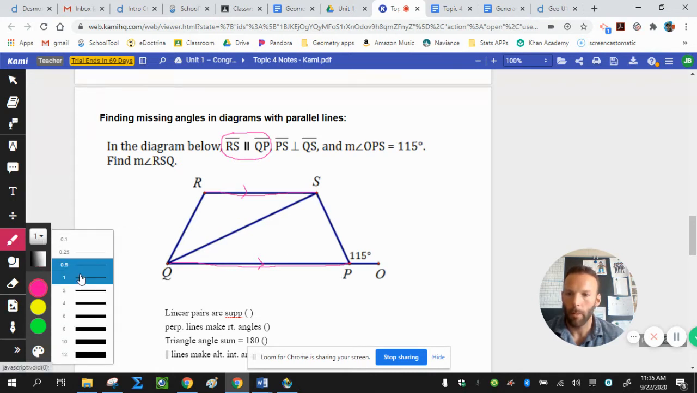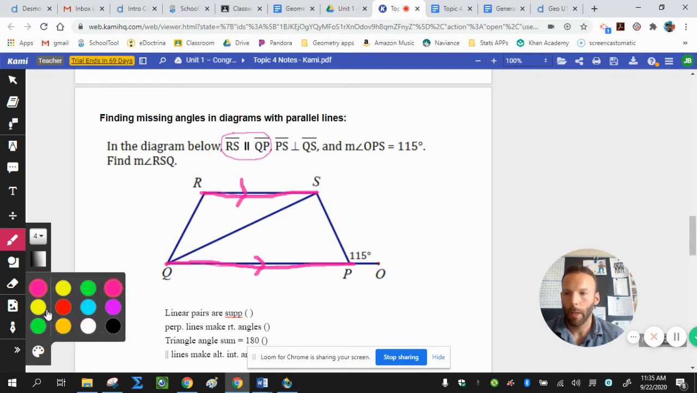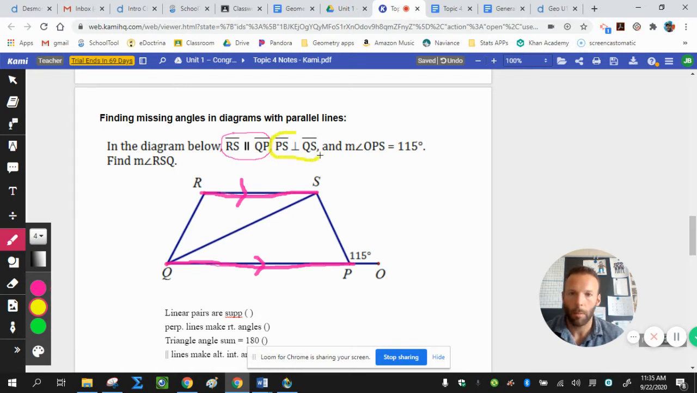So I have these 2 lines that are parallel. Let me bump up the thickness here. So I have, again, a line parallel to this line. Okay? So I can use those relationships. And then the next thing is I have this piece of information right here that says segment PS is perpendicular to segment QS. So I'm going to find, where's PS? It's right here. PS is perpendicular to QS. That's right here.